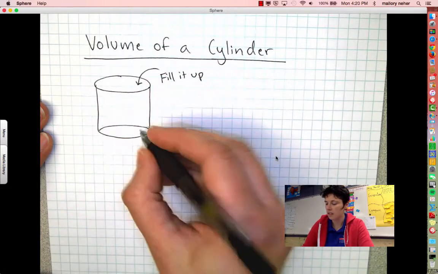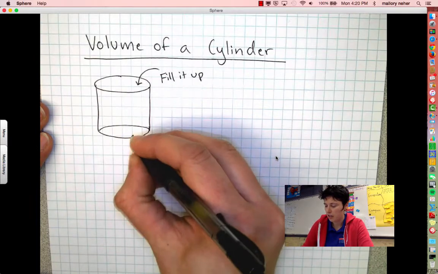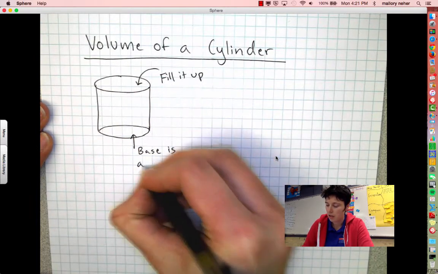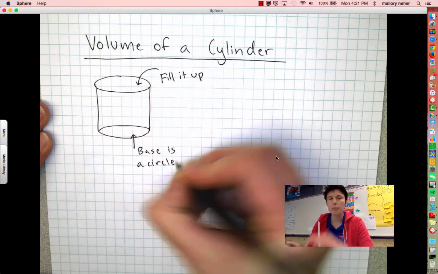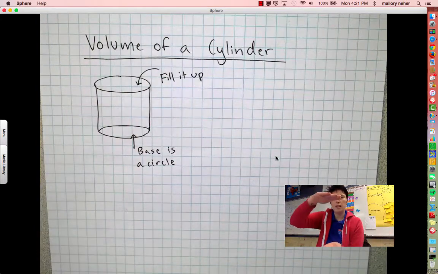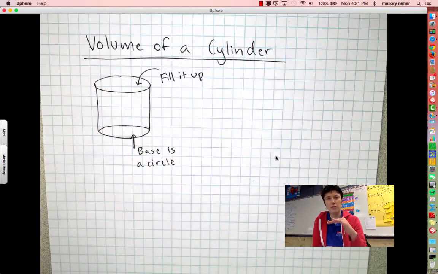And notice a cylinder has a base made of a circle. So the base is a circle. And so is the top of the cylinder. Actually there's kind of two bases. The top and bottom, you can flip it upside down both directions and it's still going to be the same shape. It'll sit on top of a circle, top and bottom.